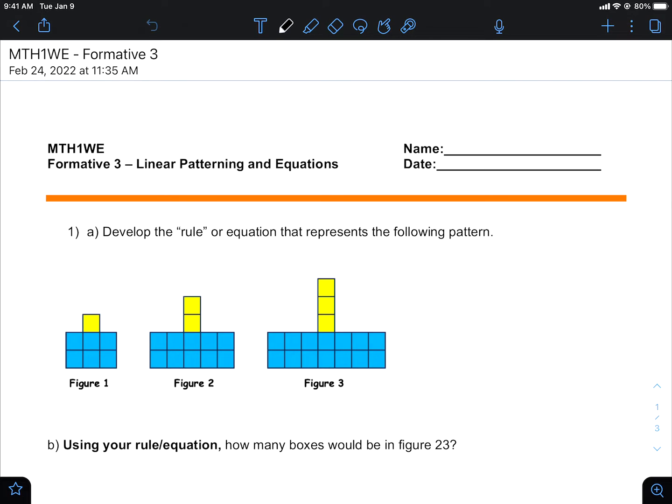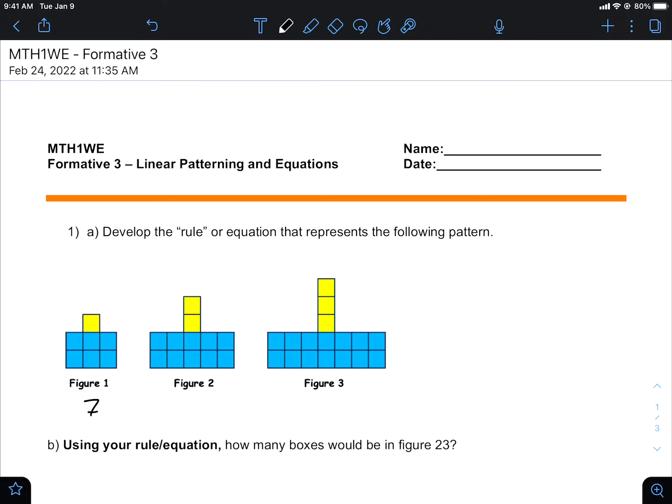Yeah, so we'll start with the take-up with number 1. For number 1a, we want to develop a rule or equation that represents the following pattern. It's a growing pattern where we've got boxes of 2 colors increasing. In figure 1, we've got 6 blue boxes and 1 yellow box, or on your page, 6 dark ones and 1 light one. Overall, that's 7 boxes in figure 1.